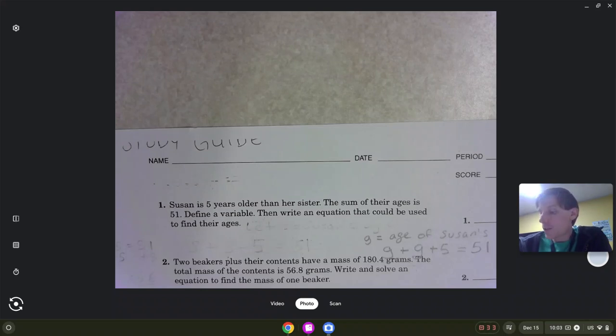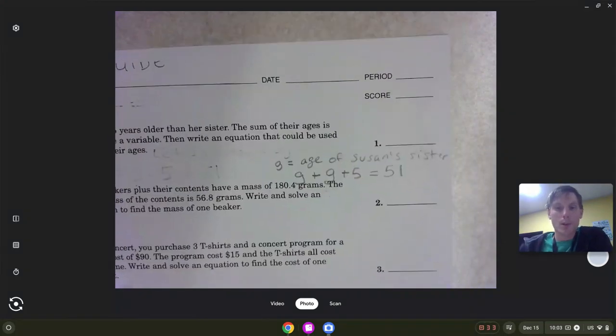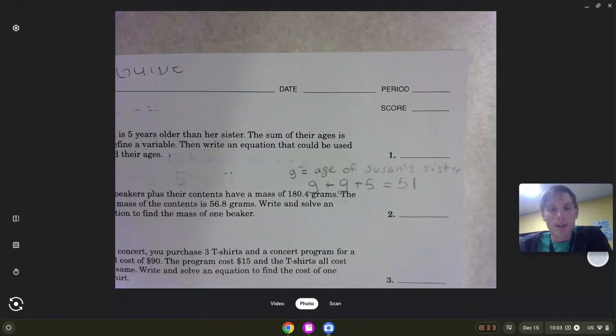All right, so first of all, this first question says, Susan is 5 years older than her sister. The sum of their ages is 51. Define a variable, then write an equation that can be used to find their ages. There's kind of two ways to do this. I originally was going to do two ways, but I'm just going to show you one way to keep it simple.